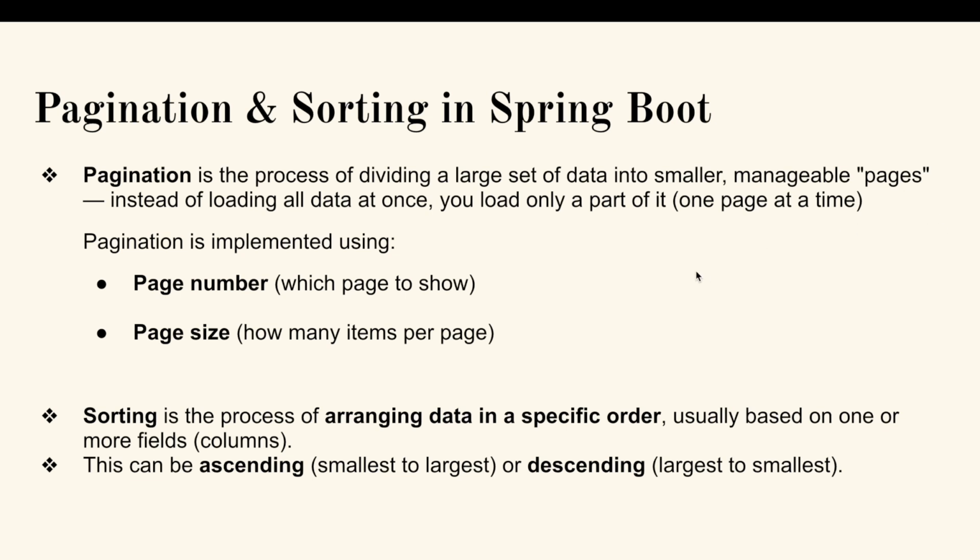So what is sorting? Sorting is the process of arranging data in a specific order, mainly based on one or more fields. This can be done in two ways: one is ascending, another one is descending. When we say ascending order, the data will be from smallest to largest, and when we say descending, the data will be from largest to smallest.